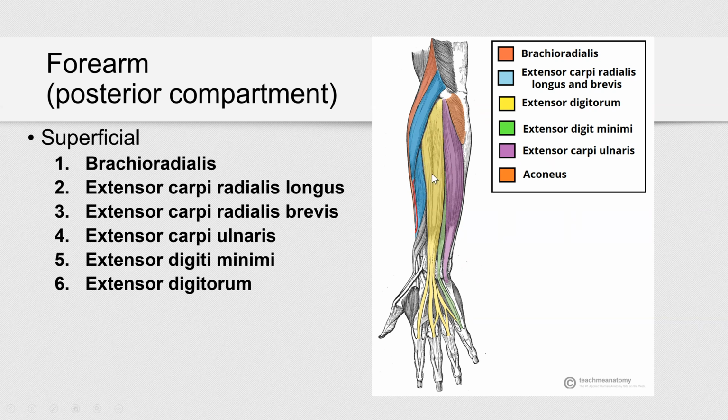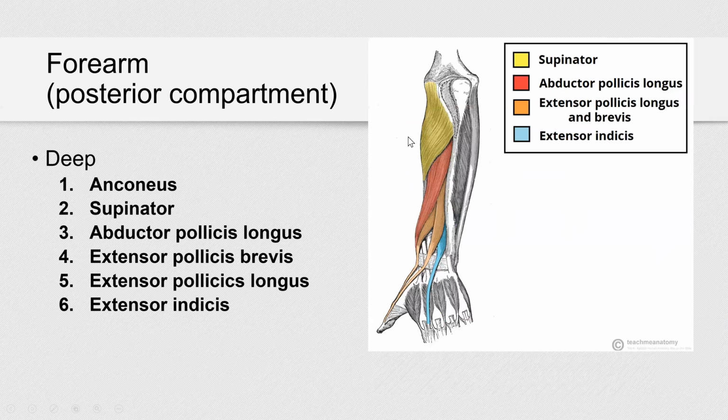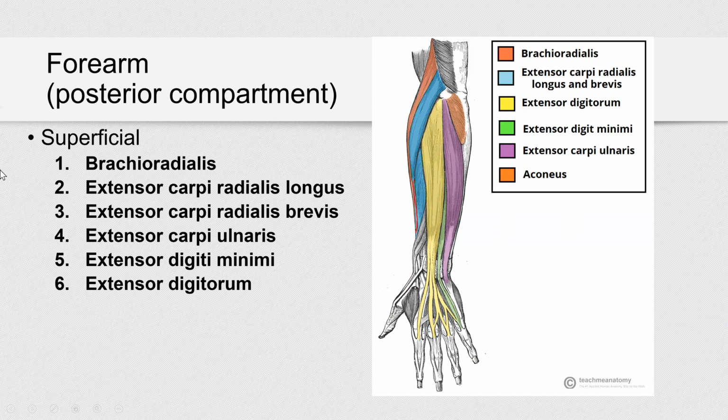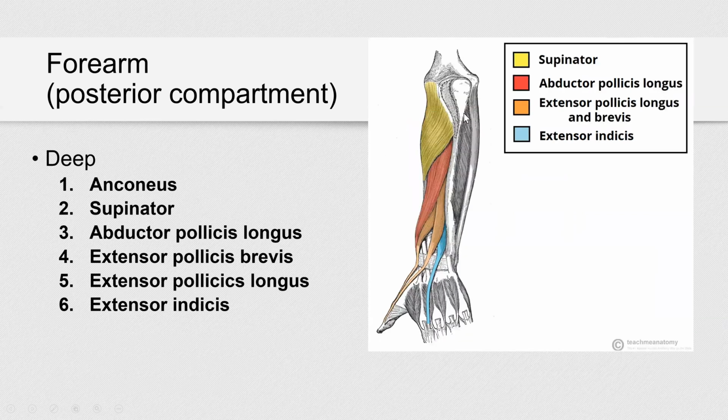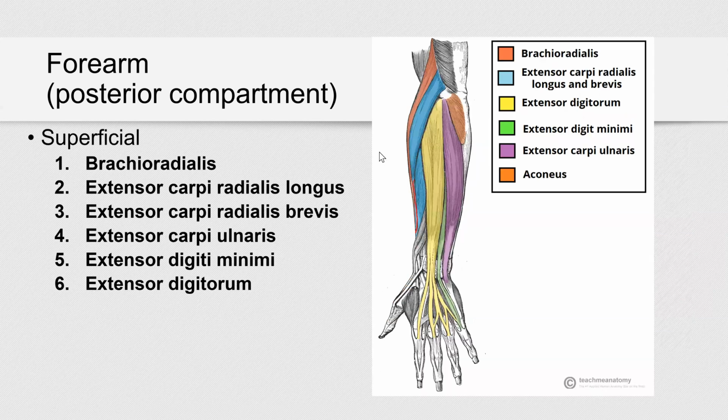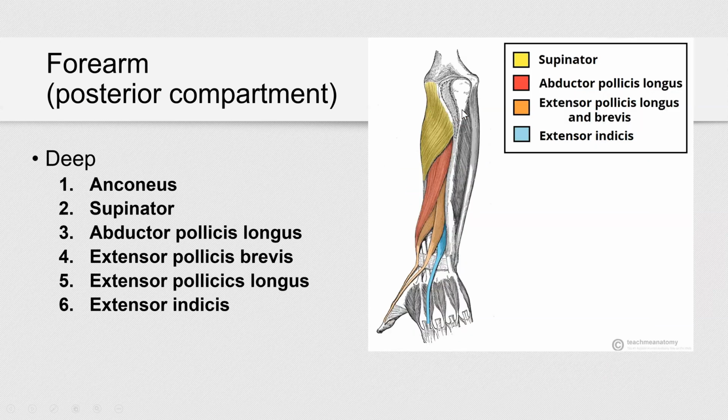This is extensor digitorum. This one is extensor carpi ulnaris. Oh, and I missed this, extensor digiti minimi, extensor carpi ulnaris, and anconeus. So that's our 6 muscles. And I would say anconeus is not included over here. So I included anconeus into the deep compartment, just to make it 6 and 6. We already see our anconeus muscle, a small muscle over here, shown in brown.